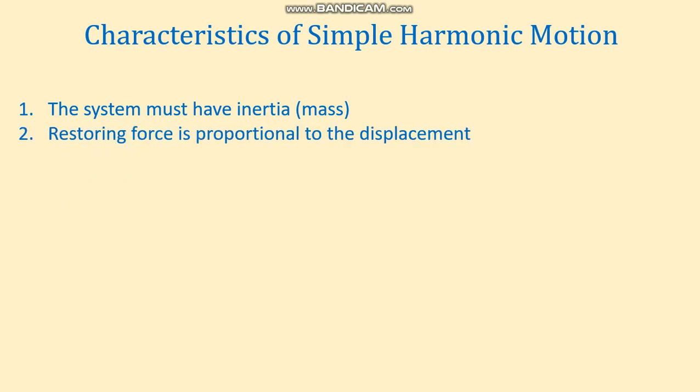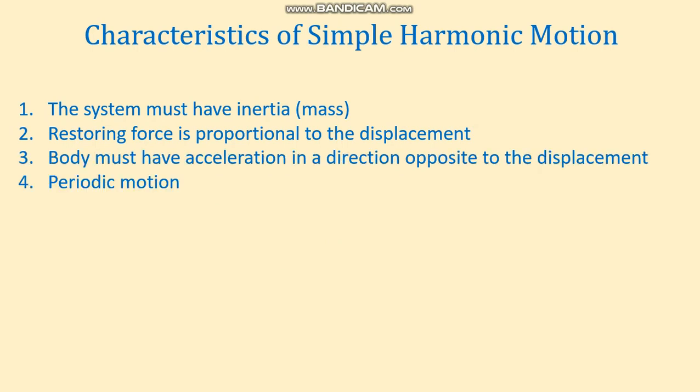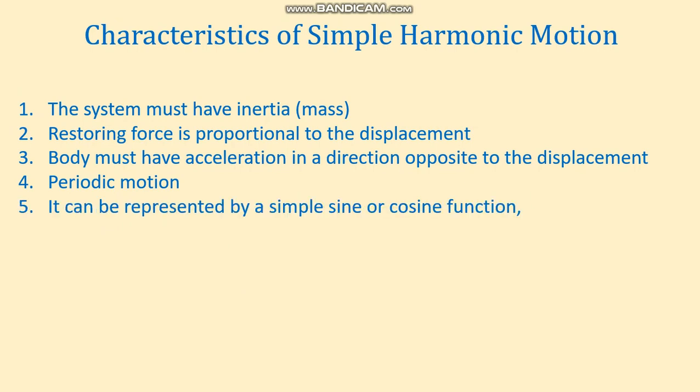Characteristics of simple harmonic motion. The system must have inertia. The restoring force is proportional to the displacement. The body must have acceleration in a direction opposite to the displacement. Simple harmonic motion is an example of periodic motion. It can be represented by a simple sine or cosine function, such that x equals A cos(omega t plus or minus phi).